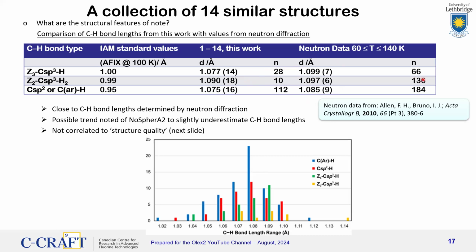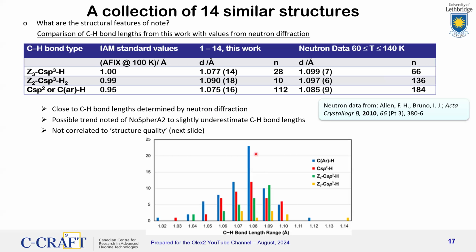They are general averages as published in this paper by Alan and Bruno over 66, 136, and 184 examples. Not that much more than ours, to be honest, but they are not the same compounds. So they can make the direct comparisons, but we can assume that they are quite similar.